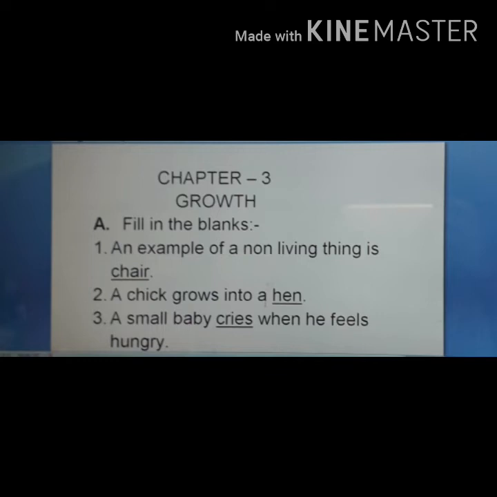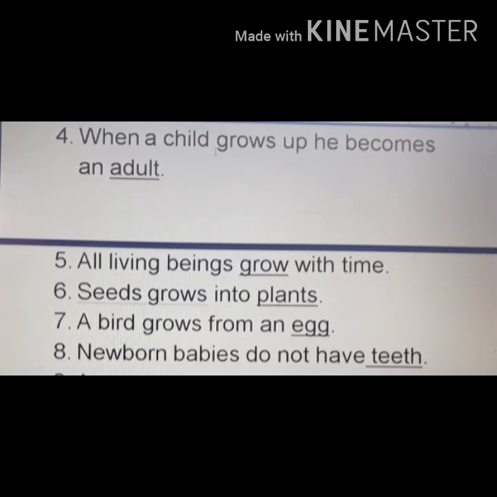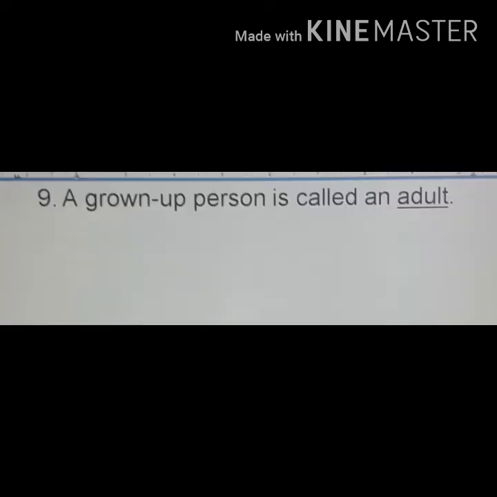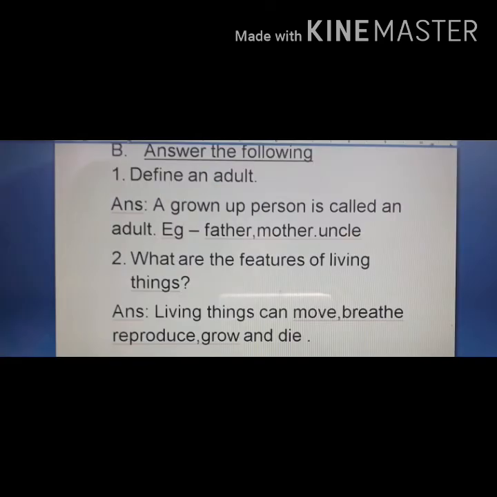Number 4. When a child grows up, he becomes an adult. Number 5, all living beings grow with time. Number 6, seeds grow into plants. Number 7, a bird grows from an egg. Number 8, newborn babies do not have teeth. Number 9, a grown-up person is called an adult. The next one is answer the following.